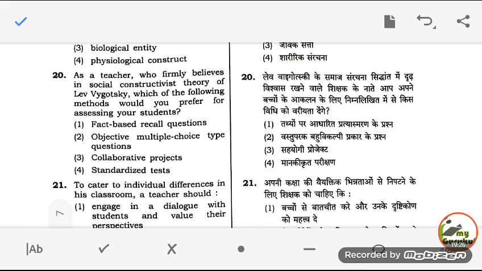As a teacher who firmly believes in the social constructivist theory of Lev Vygotsky, which of the following methods would you prefer for assessing your students? Fact-based recall questions, objective multiple choice questions, collaborative projects, or standardized tests? All classrooms in which teacher strategies compatible with Vygotsky's social constructivist approach are used do not necessarily look alike. The activities and the format can vary considerably. Four principles are applied in any Vygotskian classroom.